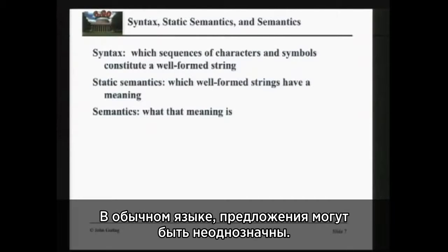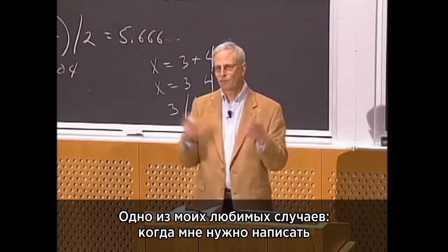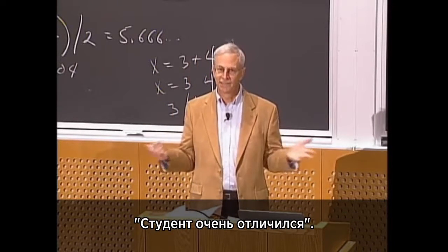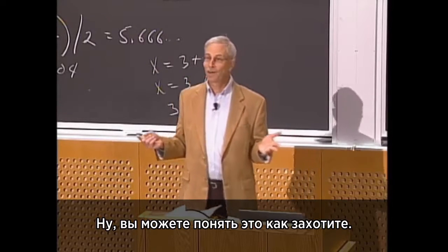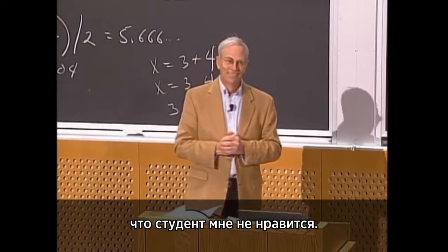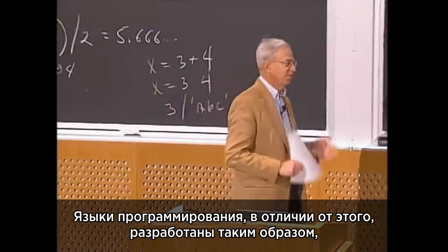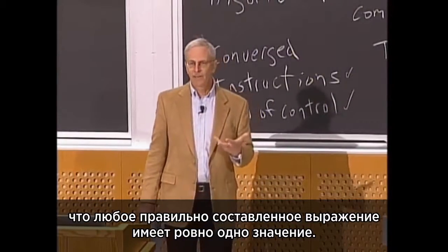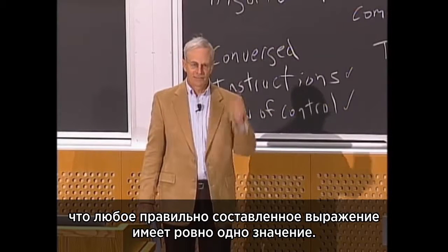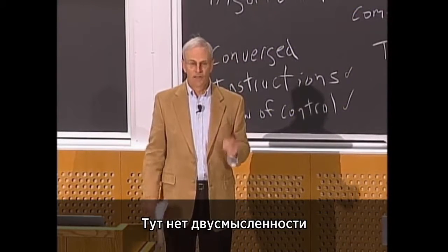In natural language, sentences can be ambiguous. So one of my favorites, when I have to write a recommendation letter for a student that maybe I don't think is so good, I might say something like, I cannot praise this student too highly. Well, you can interpret that however you want. It keeps me from getting sued, but I can also claim, well, I don't like the student at all. And English is full of those things. Programming languages, in contrast, are designed so that every well-formed program has exactly one meaning. There's no ambiguity.